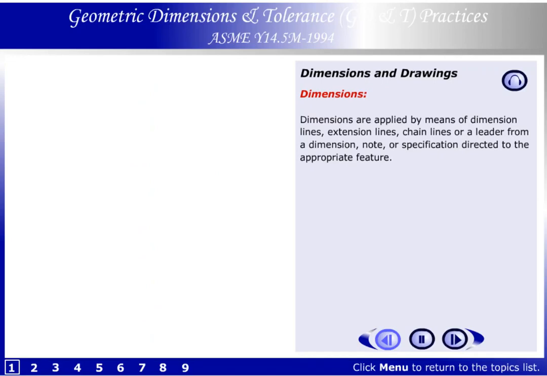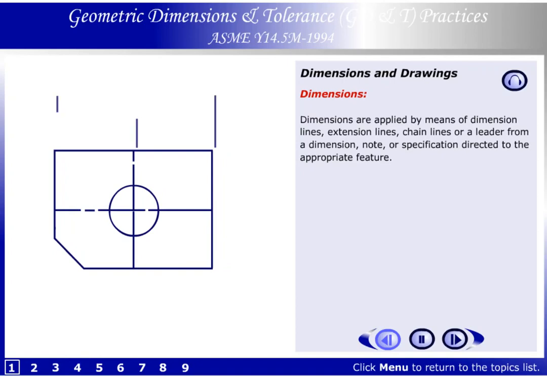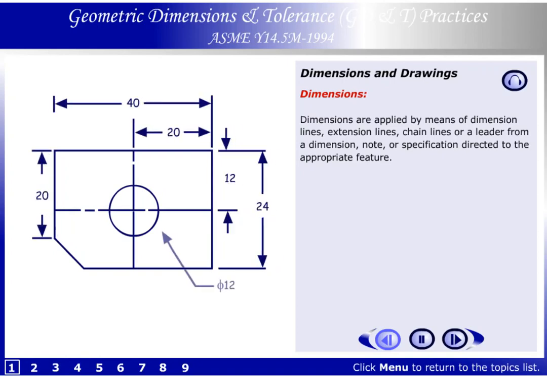Dimensions and drawings. Dimensions. Dimensions are applied by means of dimension lines, extension lines, chain lines, or a leader from a dimension, note, or specification directed to the appropriate feature.